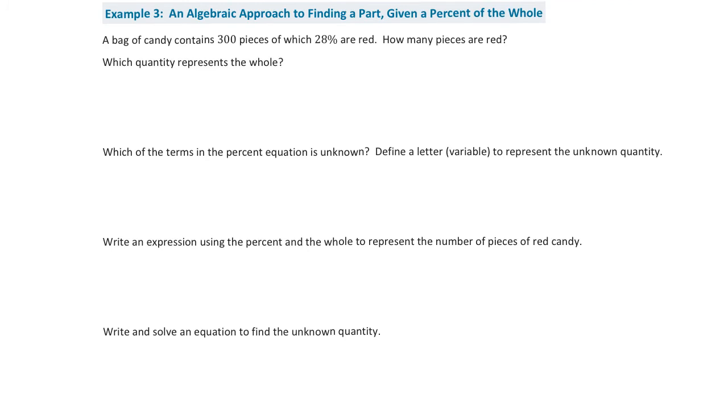Now let's move on below to example 3. A bag of candy contains 300 pieces, of which 28% are red. How many pieces are red? So which quantity represents the whole? Well, here, the 300 pieces represent the whole.